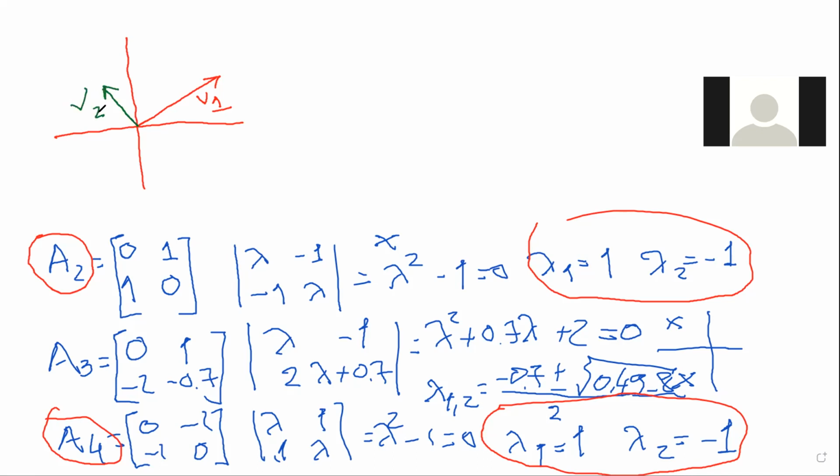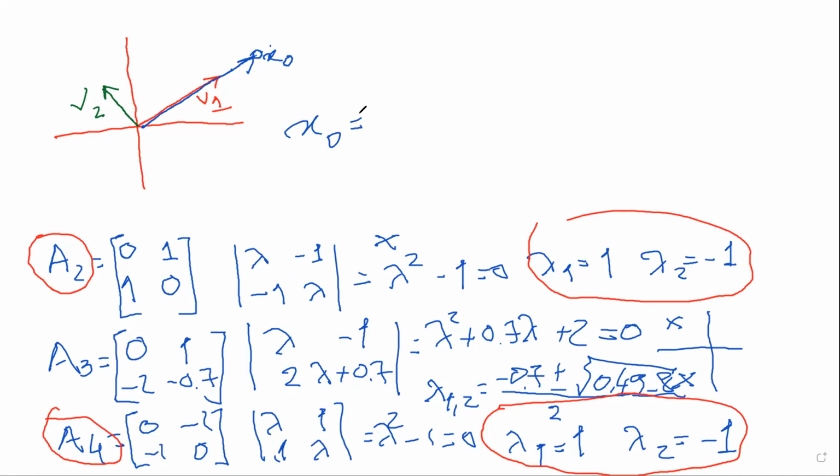Now, suppose that I start with a point which is aligned with V1, say here. I call it x0, and I'm aligned with V1. So I can describe this point by a vector, x0. Now, x0 is a linear combination of V1 and V2 because V1 and V2 are independent.